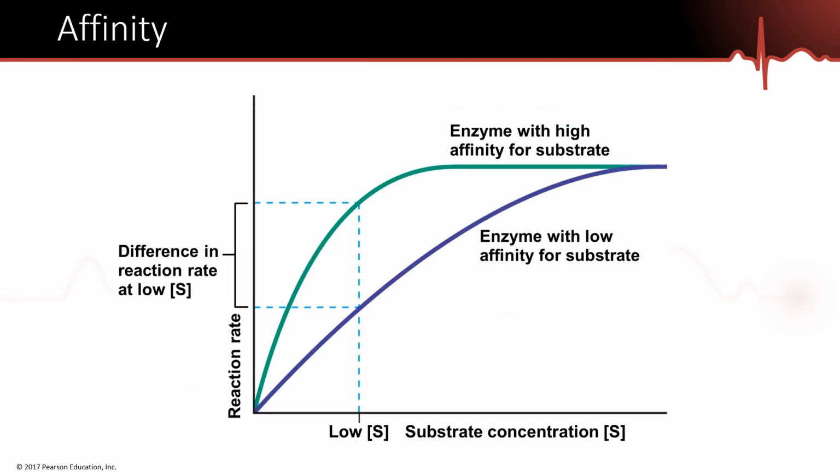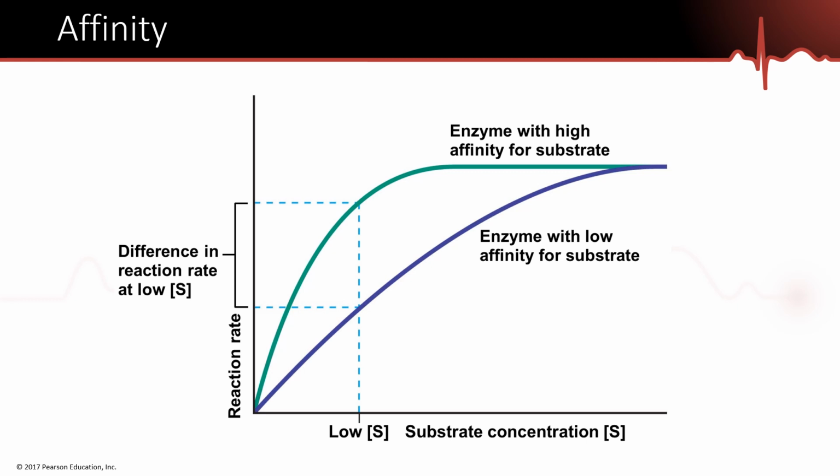Another big thing is affinity. The affinity that a specific enzyme has for a reactant. This can be manipulated in a variety of ways, which we're actually about to discuss. But let's just say this. You have one specific enzyme, and you have multiples of that specific enzyme.